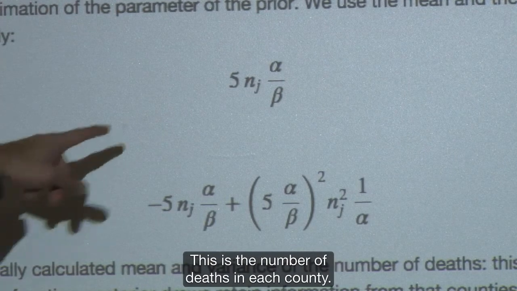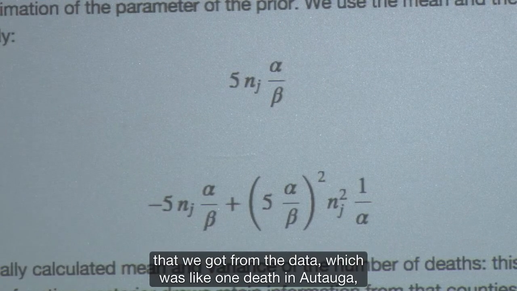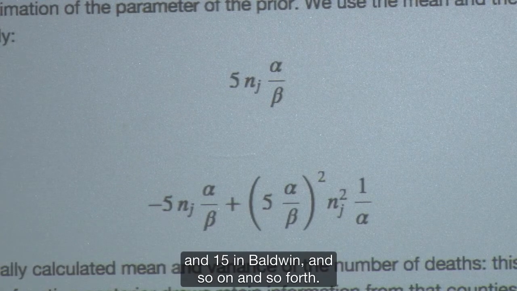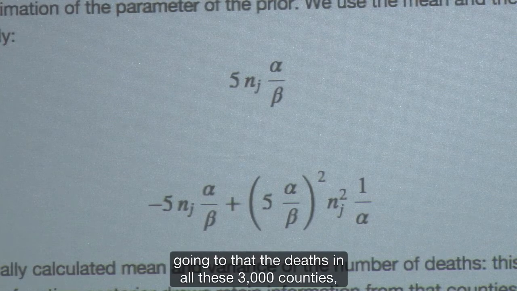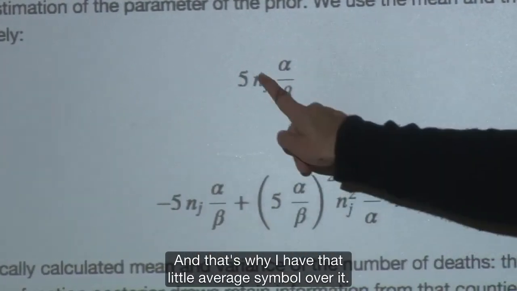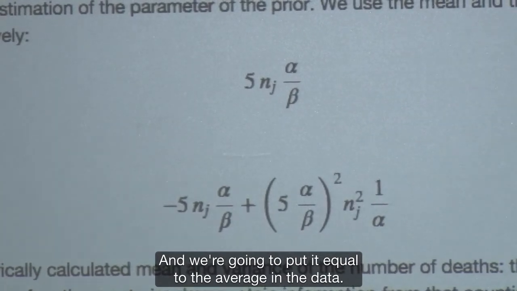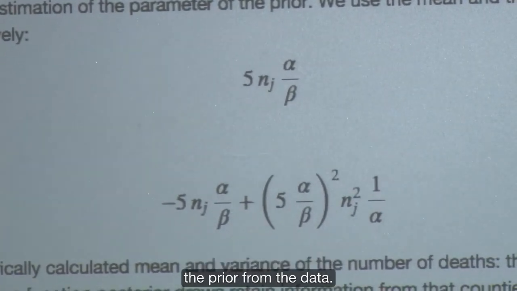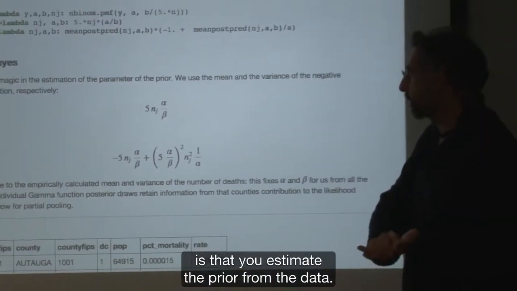This is the number of deaths in each county. We have a number for this. Remember, we have an estimate of this that we got from the data, which was like 1 death in Autauga and 15 in Baldwin, and so on and so forth. So what we're going to do is take the deaths in all these 3,000 counties and average them. We're going to take this thing and average it over all 3,000 counties, and that's why I had that little average symbol over it. And I'm going to put it equal to the average in the data. So this is the way I'm kind of estimating the prior from the data. And this is the basic idea behind empirical Bayes, that you estimate the prior from the data.